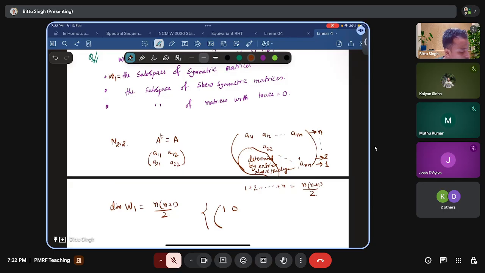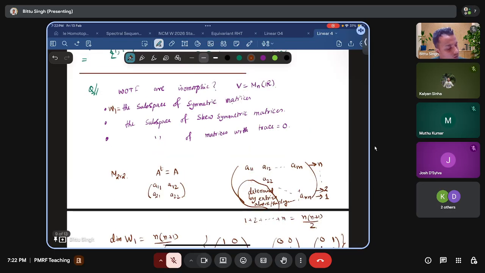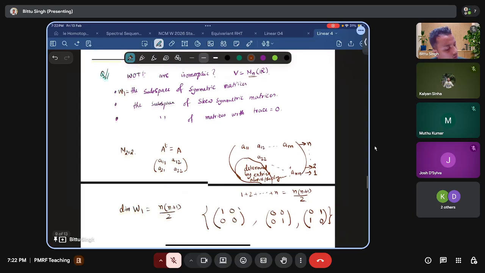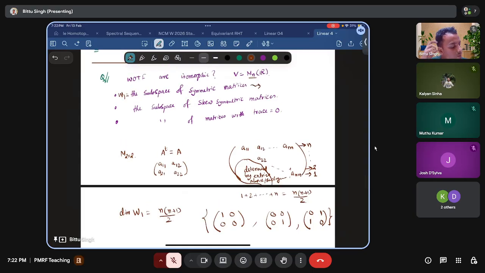It will look like 1 0 0 0. So the diagonal you can choose independently, there is no issue. But if you choose this entry, then this is automatically determined. So this will be a basis for 2 by 2. Note that it is 2 times 2 plus 1 by 2, that is 3. The dimension of symmetric matrices will be 3 if we consider n equal to 2. So here the dimension is n times n plus 1 by 2.